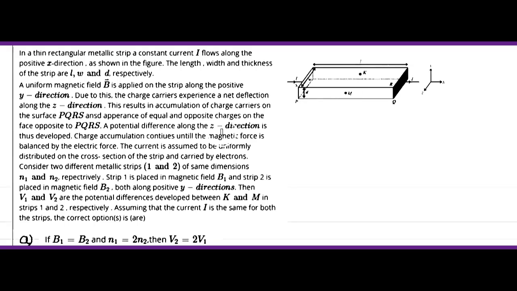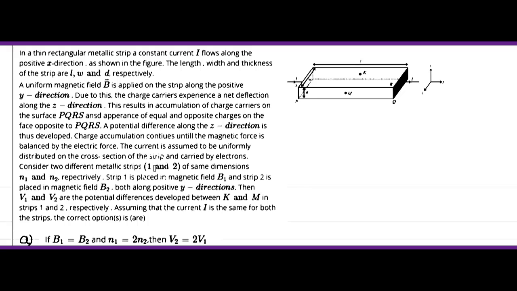There is also a potential difference which is developed along the wire. Why is it developed? Due to the accumulation of the charges. Now the charge accumulation continues until the magnetic force is balanced by the electric force. Now if we want to balance this charge accumulation, the magnetic force should be balanced by the electric force, or these values should be equal. Now the current is assumed to be uniformly distributed on the cross section of the strip and carried by the electron.